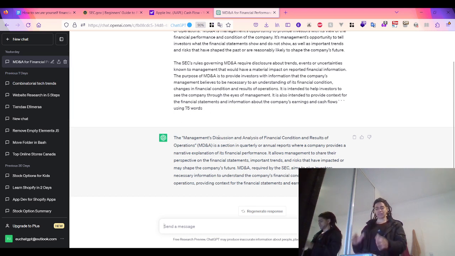So it says that the management discussion and analysis of financial condition and results of operations is a section in quarterly or annual reports where a company provides a narrative explanation of its financial performance. After all, the management discussion and analysis of financial condition and results of operations, such a huge name, man, huge name.